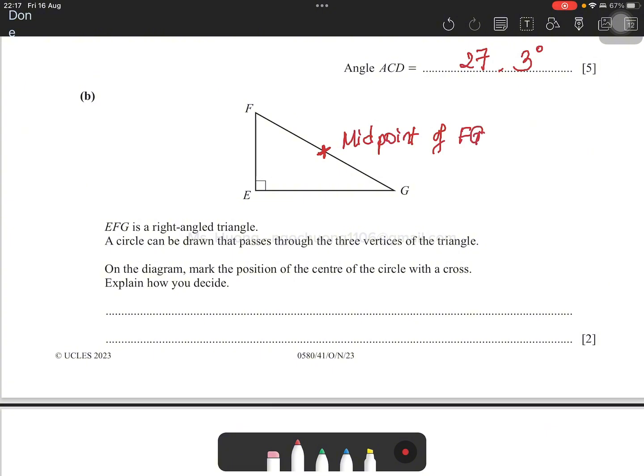The reason is that the angle in a semicircle is 90 degrees. Angle FEG in a semicircle is 90 degrees, which means we form a semicircle like this.